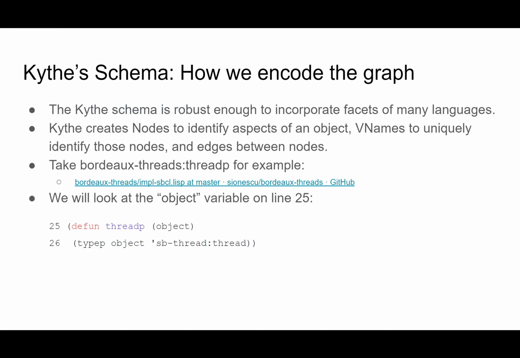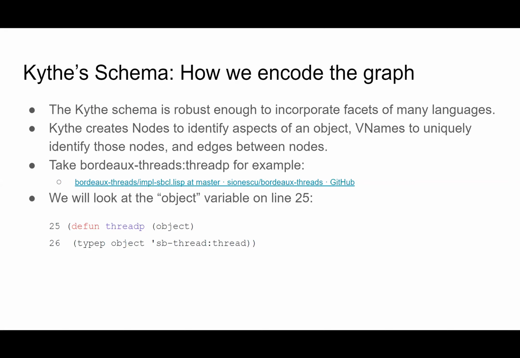Okay, so how does Kythe encode this data? Well, as I said, Kythe needs to be able to incorporate facets of many languages: C++, Python, Lisp, many languages. To do this, Kythe has nodes and vnames to uniquely identify those nodes, and edges between the nodes. Now, I find it best to illustrate these nodes with an example.